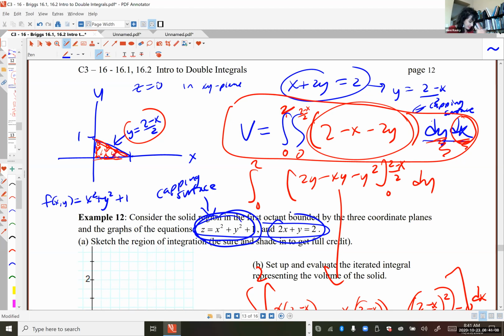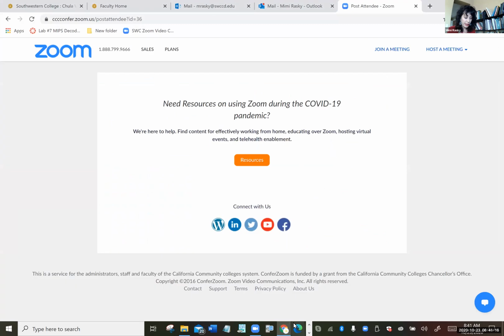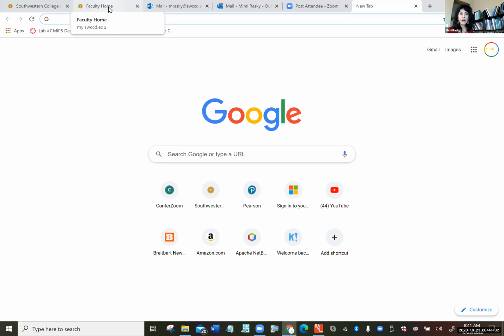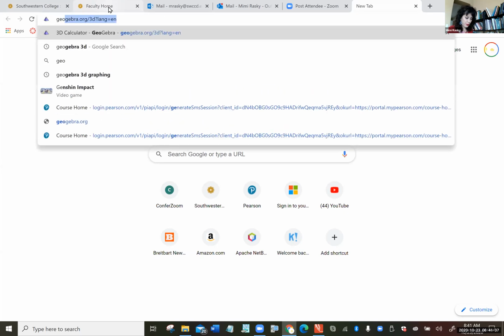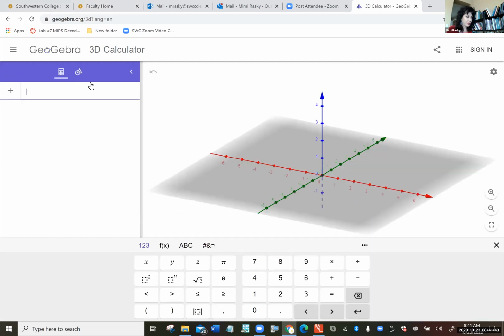So what I'm going to try to do here, just for kicks and giggles, to help you visualize the capping surface and all this good stuff a little bit better, I'll go into GeoGebra and we'll graph both of these surfaces. The second equation is actually the equation of a plane that's parallel to the z-axis because it doesn't have a z in it. So it's going to be one of the sides, but it won't be the capping surface.